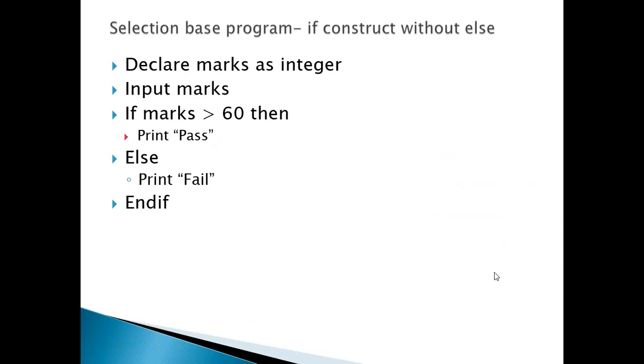Okay. Now see, this is the pseudocode in printed form. This is the first line. Declare marks as integer. Then input marks. If marks greater than 60, then okay. Now see this one. Print should be inside the line. This is called indentation, which we normally use in pseudocode. It enhances your readability. Indentation basically enhances readability of program.